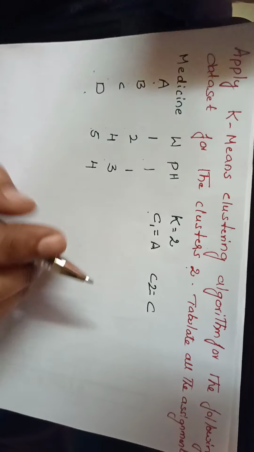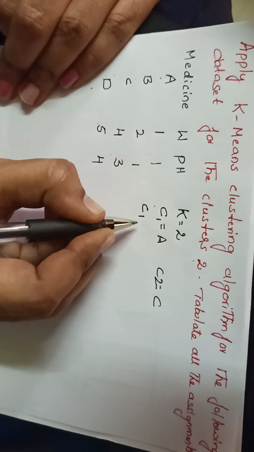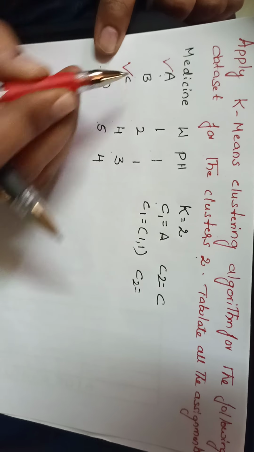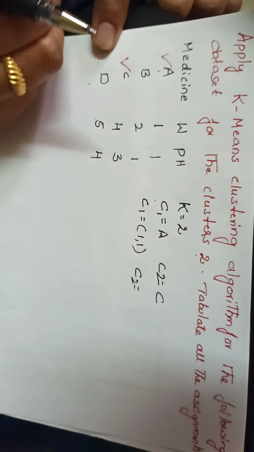What are the centroid values of C1? C1 values are 1, 1. And what are the C2 values? I have taken C1 as A and C2 as C, right? The C2 value is 4 and 3. So the centroid values are 4, 3. In pictorial representation, I want to show you the C1 cluster and the C2 cluster. Initially I have taken C1 as A and C2 as C.